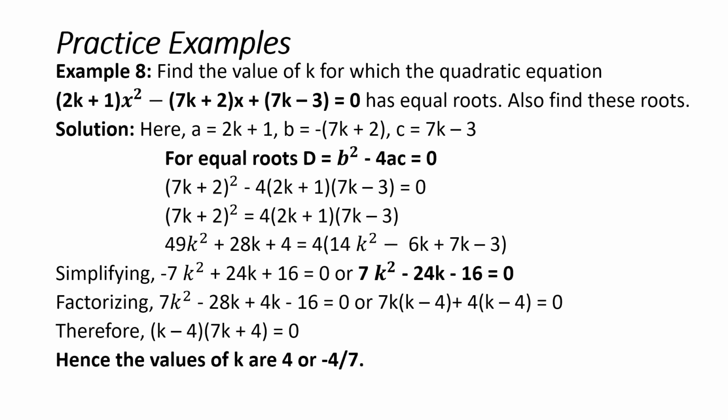So now we have got this quadratic equation, we just factorize it. So we can write −24k as −28k + 4k. On simplification, you get (k − 4)(7k + 4) = 0. So now you have two factors, equate them to 0. So k is either 4 or 7k + 4 = 0, means k is −4/7. Hence the values of k are 4 or −4/7.